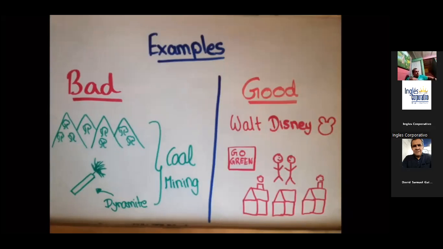One of the best examples of CSR is Walt Disney. Walt Disney focuses on living healthier, strengthening communities, conserving nature, and thinking creatively. This falls perfectly into the triple bottom line, as it includes environmental, social, and financial factors.